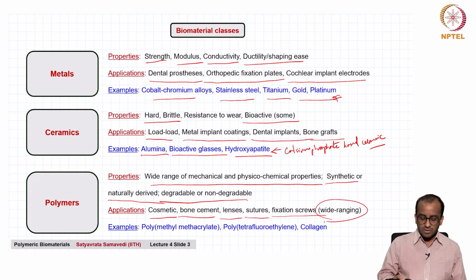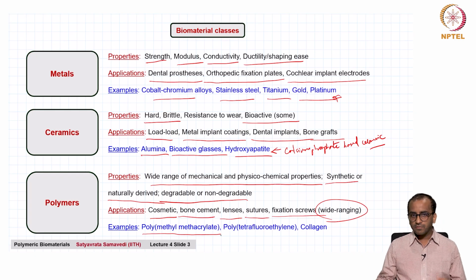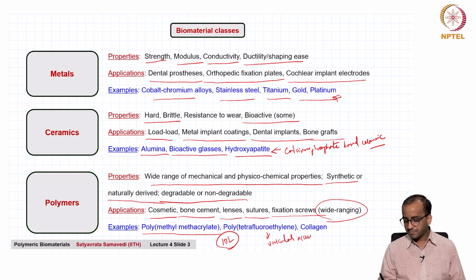So some examples of polymers that are typically used are polymethyl methacrylate, which was used for intraocular lenses, which we saw earlier when we were looking at the history of biomaterials. And if you recall, the way this was discovered, that this could be tolerated by the body, was also serendipitous. We can also have polytetrafluoroethylene, PTFE. This can be used for vascular grafts, access grafts.